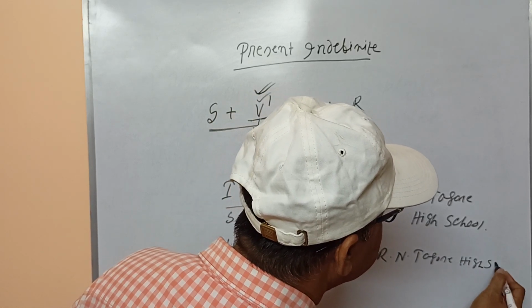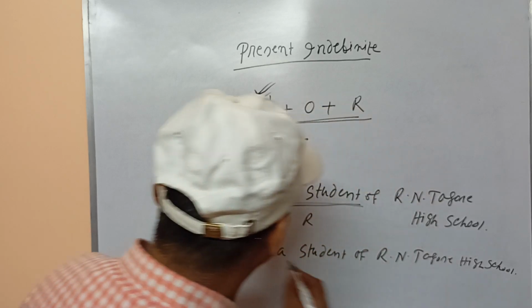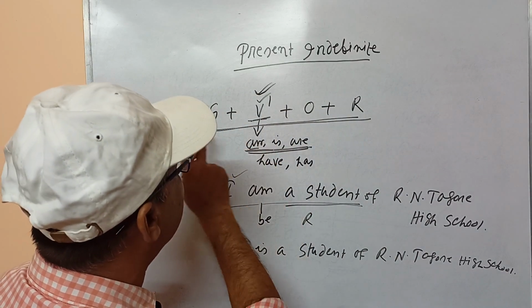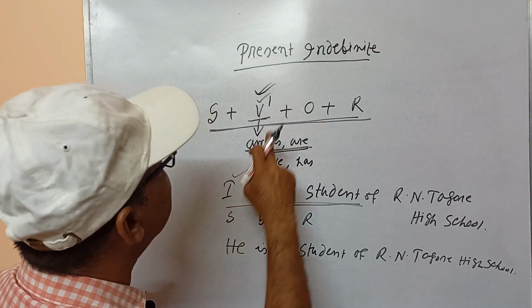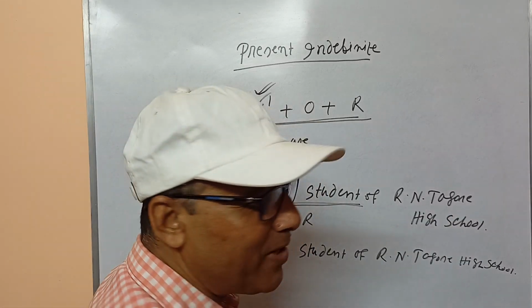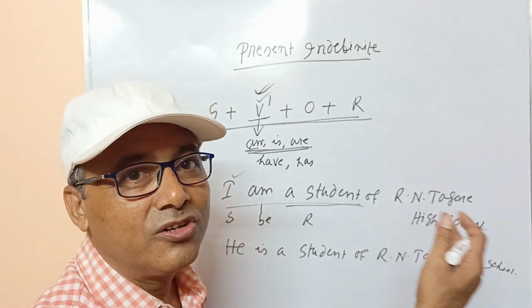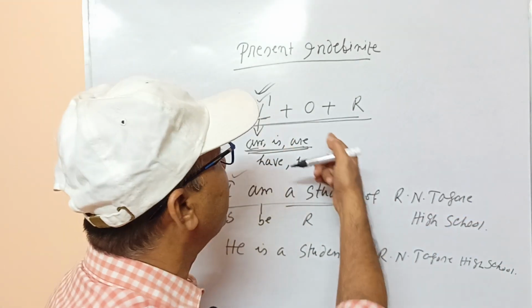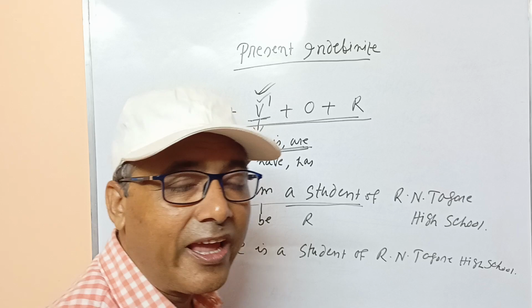See, I have followed only this formula. Subject I have taken, then be verb I have taken, then other parts of the sentence or remaining I have used. If I get an object, then I use the object.